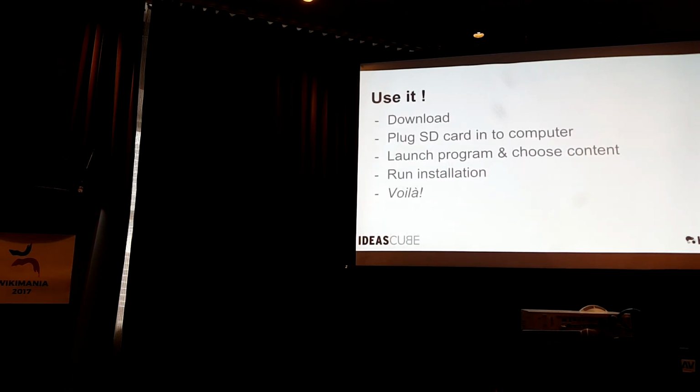So the PyBox installer, in order to create this Raspberry Pi, is available on Windows, Linux, and macOS. You download it, you plug the SD card into your computer. It is very straightforward. You run the program, choose the content, then you run the installation. It can take several hours, so you can do it during the night. And when the installation is done, you have an SD card that has an operating system and all the content. You plug the SD card into the Raspberry Pi, and it works just like that. That's all. Thanks.